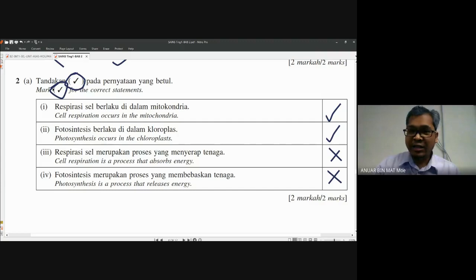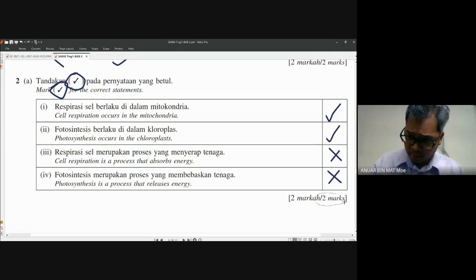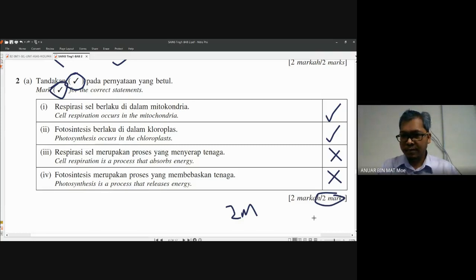Because the question asks you only to tick, ya. No need to cross. But you also cross here. Kamu pangkah juga di sini. Boleh terima ke tak boleh terima? Can I accept the answer? Yes, of course. Boleh terima. So I give this 2 marks. Penuh. Okay? 2 markah.